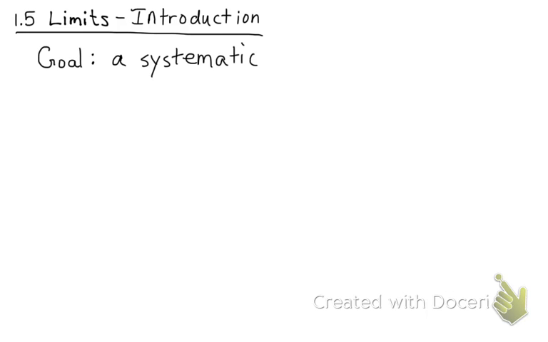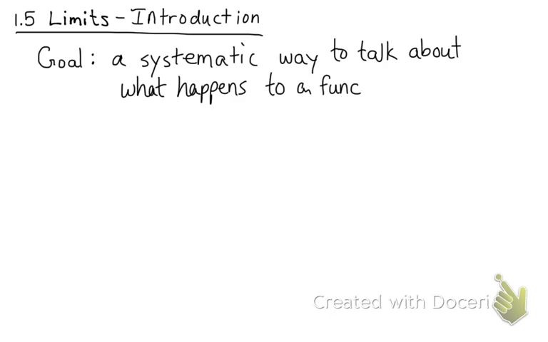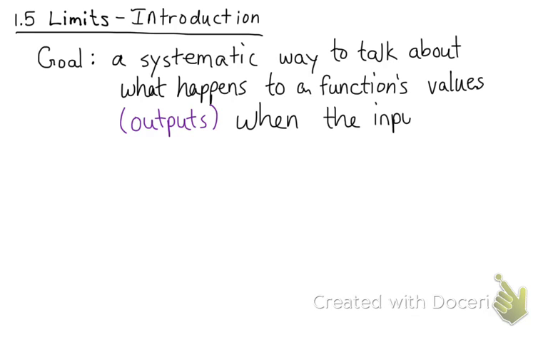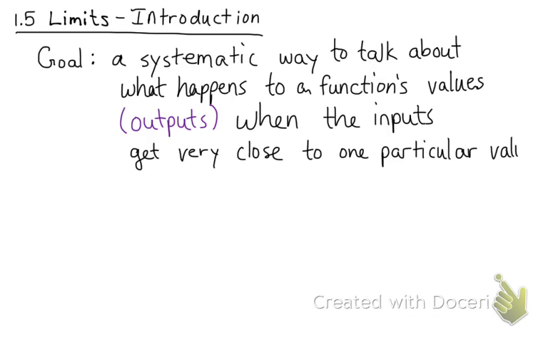So the goal for this section is to find a systematic way to talk about what happens to a function, what happens to its output values, when the inputs are really, really close to one particular value. Right? And we'll make precise "really, really close" in a later section. For now, we're just going to say really close.